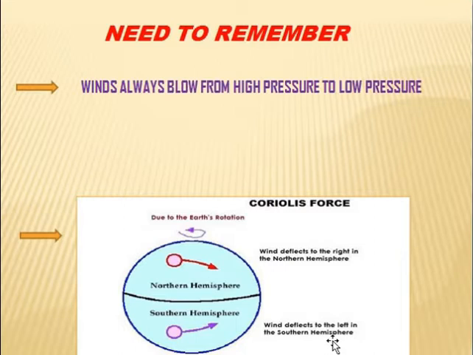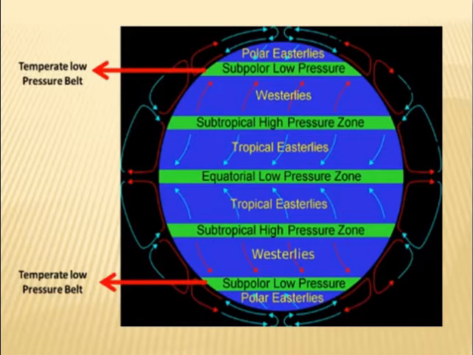Now come to trade winds. The winds which blow from the subtropical high pressure zone to the equatorial low pressure zone in both the hemispheres are known as trade winds. Trade does not mean commerce or business over here. The word trade has been derived from a German word which means track. It means to blow constantly and steadily in the same direction. That is known as trade winds.